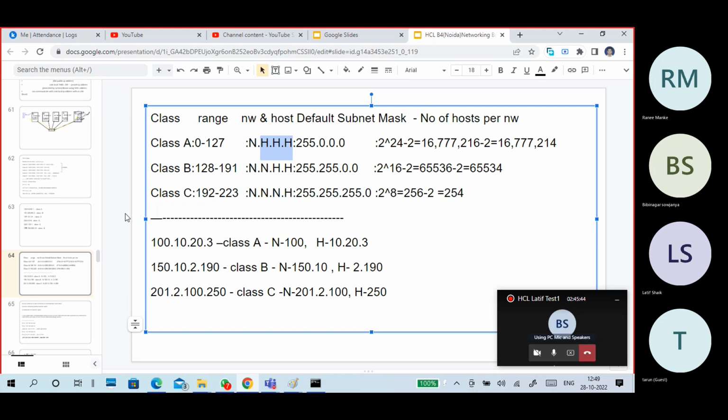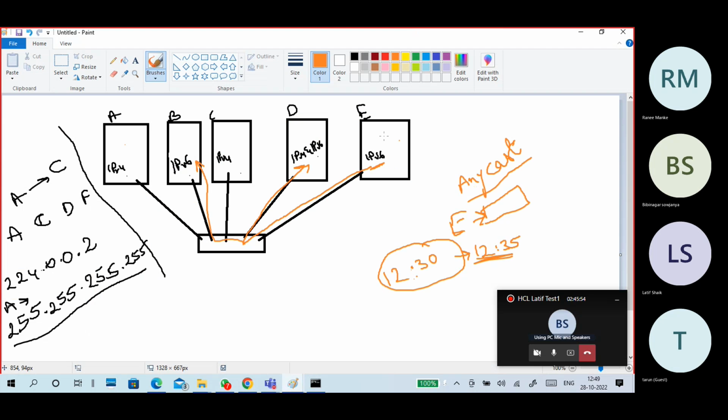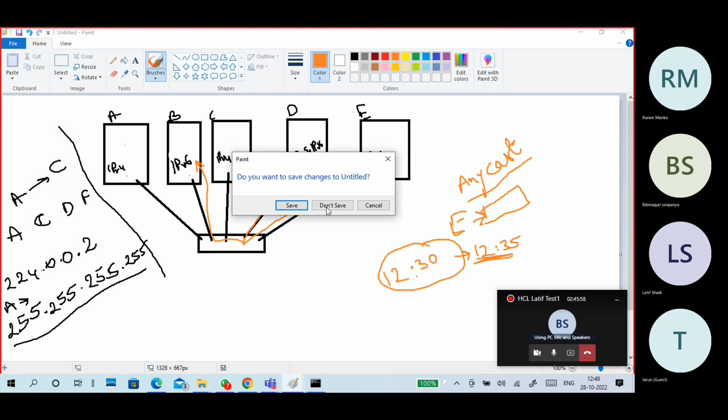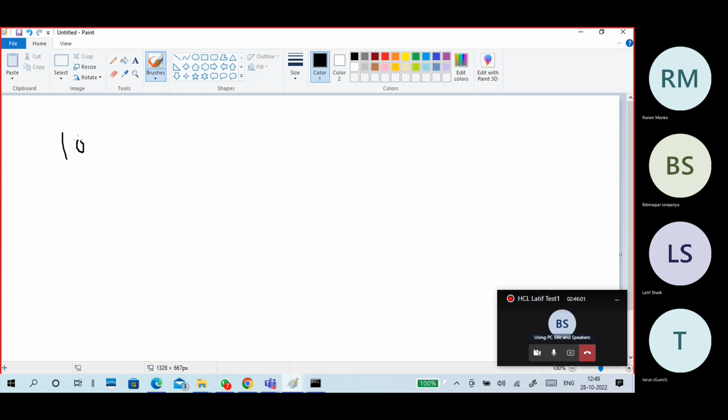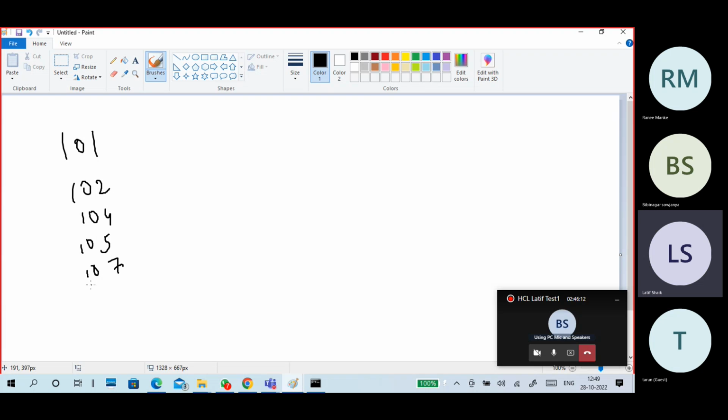Like you went to an apartment. There are 101, 102, 103, 104, 105, 107. What does the first number represent? Network in an apartment. The answer is floor, correct. Yes, it represents the network in an apartment. It represents the floor, first floor.